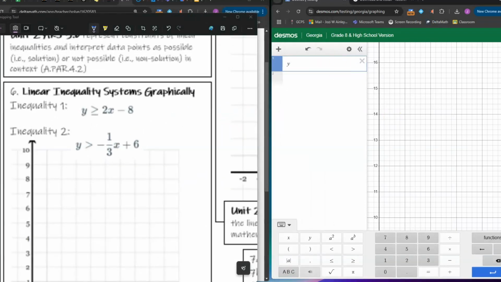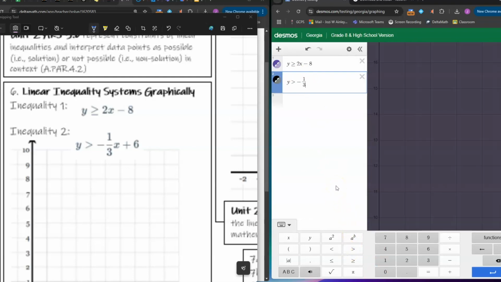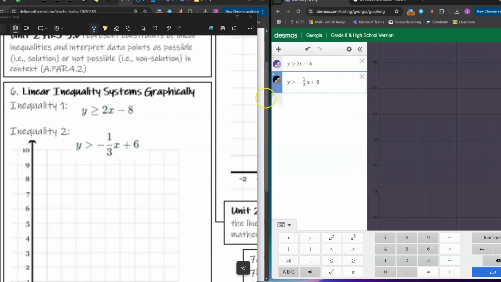So y is greater than or equal to 2x minus 8. And then my second one is going to be y is greater than negative 1 over 3. And again, please make sure that you're copying it exactly. Double check that this is exactly that. Once you're sure that it's fine, then you're good. So we have two inequalities. We're going to put them on this graph right here and then shade it.